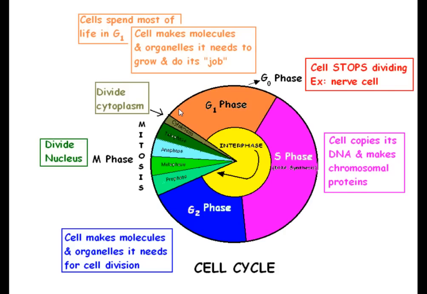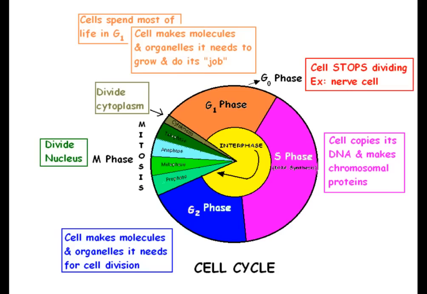And if the cell is not going to divide, we say it's going to stay in a G0 phase. And there are some cells that don't divide, like nerve cells and muscle cells. And if the cell is going to divide, then it'll go in a G1 phase. After the G1 phase, they'll go to what's called the S phase. And S phase is the phase where DNA is copied.